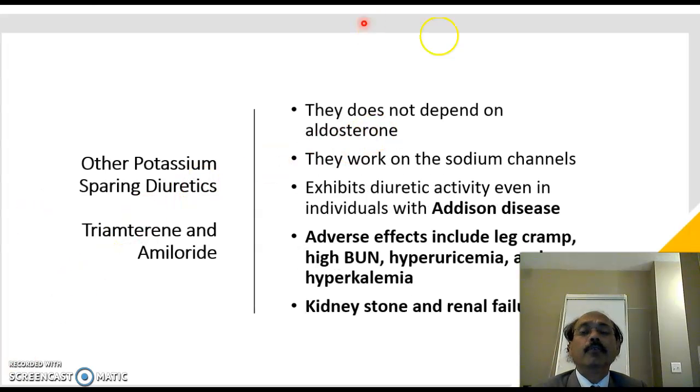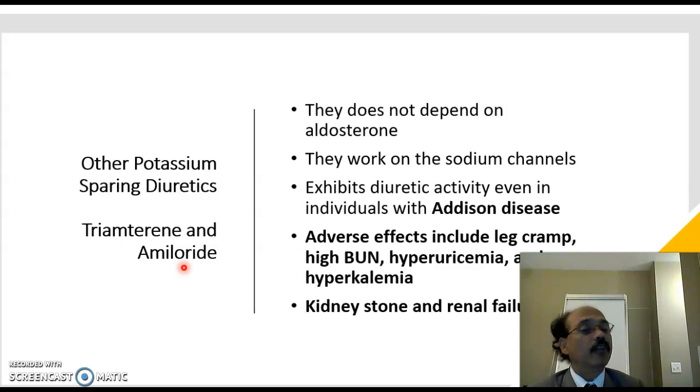Okay, so we have other potassium sparing diuretics like triamterene and amiloride. So how can you remember the names of the potassium sparing diuretics? If you remember the word STAY, that means potassium should stay in our system. These are potassium sparing diuretics.